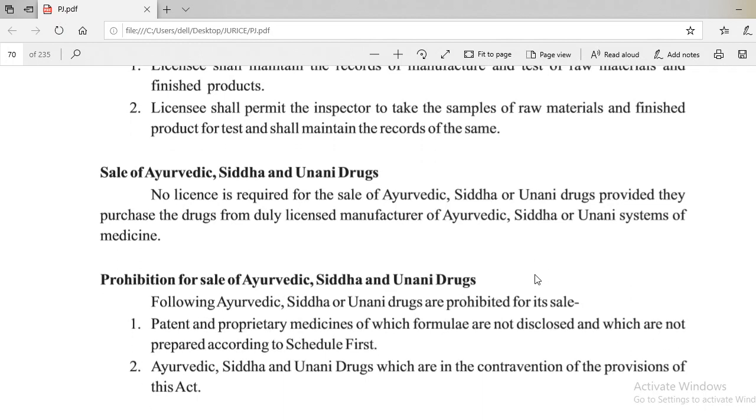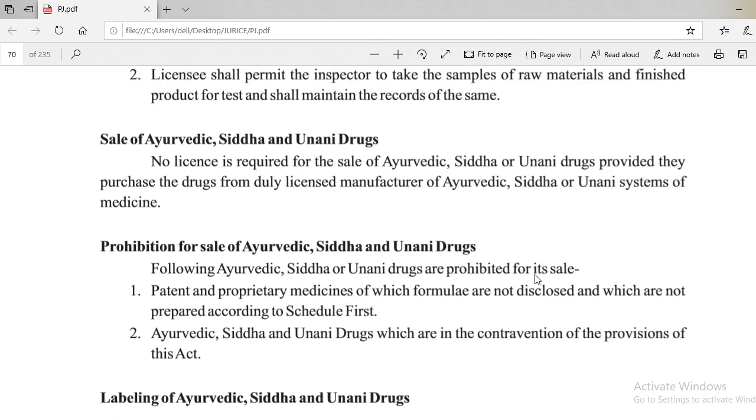Now, sale of Ayurvedic drug. For selling of Ayurvedic drug, no license is required, provided that they purchase the drug from a duly licensed manufacturer of Ayurvedic drug. As we have seen, for selling there is no license, but for manufacturing there is a license. In cosmetics also we have seen, for selling there is no license.